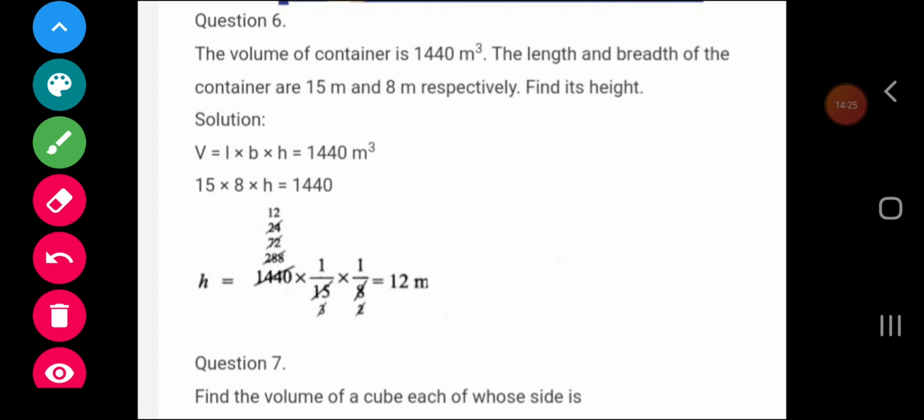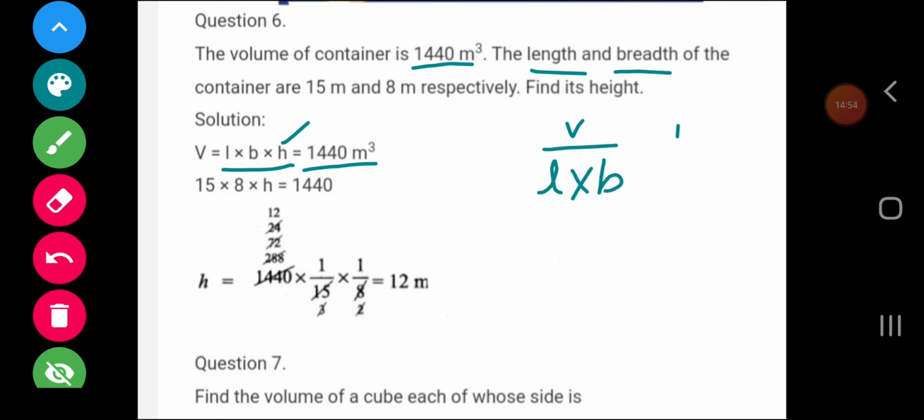Next, question number 6. The volume of a container is 1440 meter cube. The length and breadth of the container are 15 meter and 8 meter respectively. Find its height. We know that volume L into B into H, which they have given, is equal to 1440. They have given the values of L and B. We need to find H. So H is nothing but volume divided by L into B.